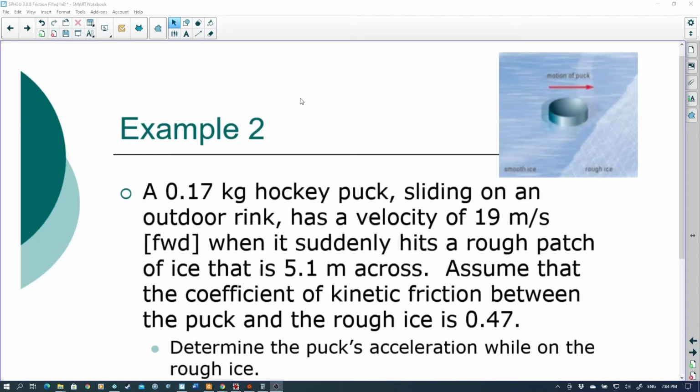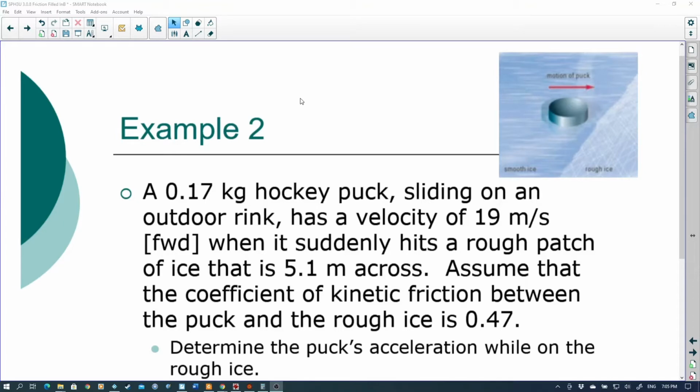In this lesson, we're going to continue looking at friction, both kinetic and static, mostly kinetic, and we're going to be combining the idea of friction with word problems that deal with motion equations as well, so acceleration, velocities, that kind of thing. So let's take a look at this first example.